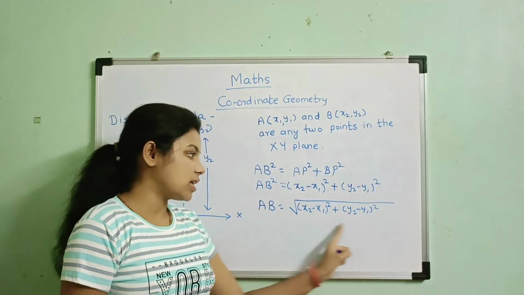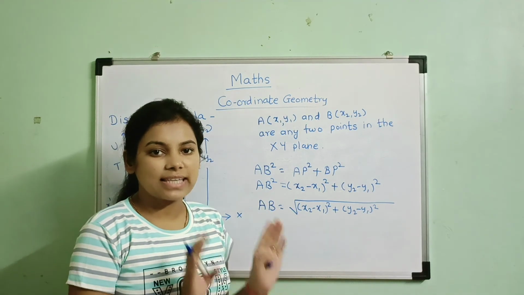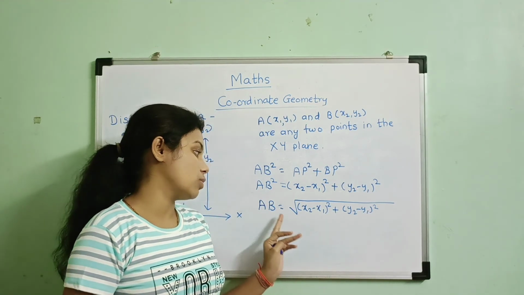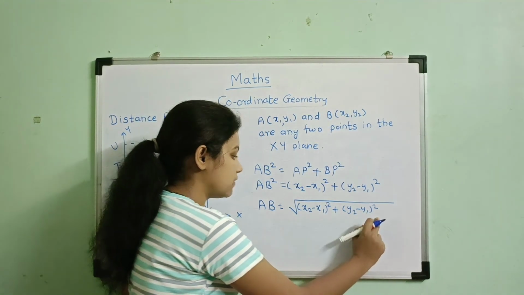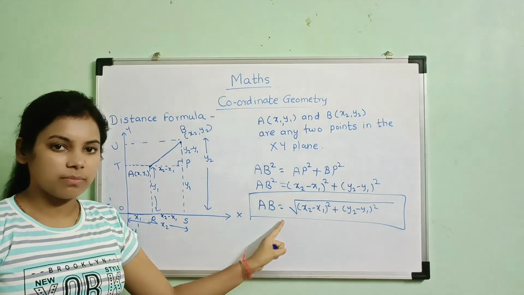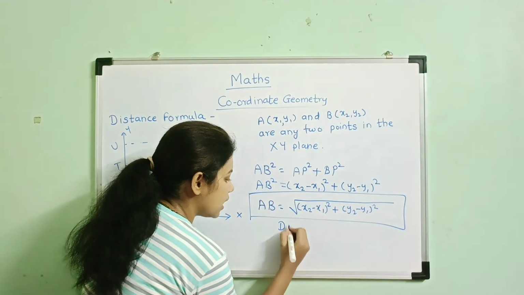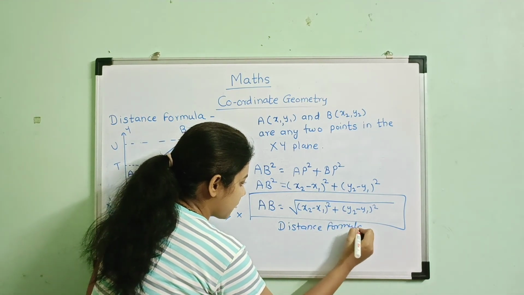Here we are just taking the positive square root, because all of you are aware that distance cannot be negative. Hence we are ignoring the negative sign and just taking the positive square root. So this is the distance between points A and B, and this formula is called the distance formula.